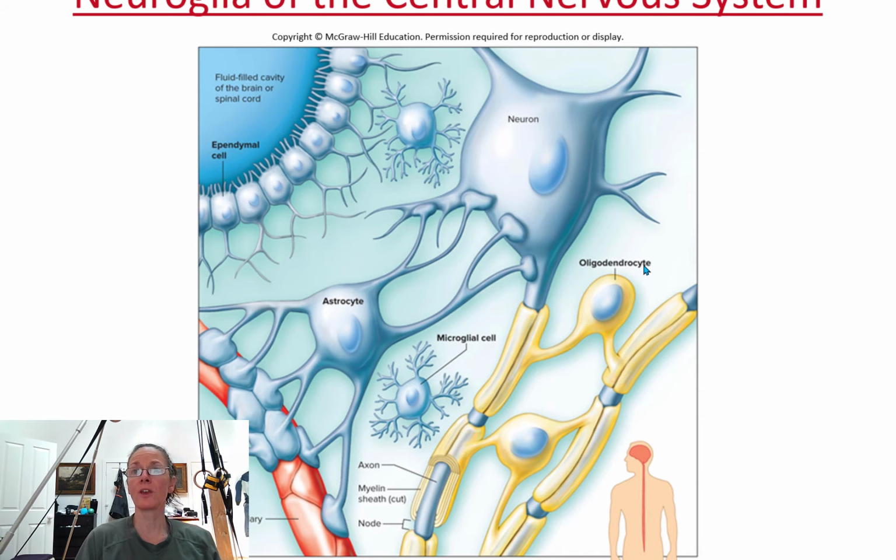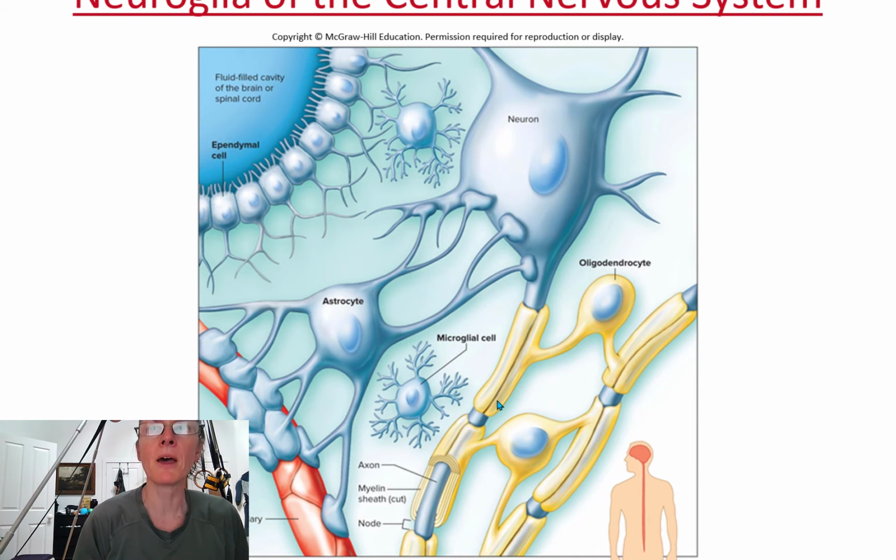So this cell is basically going to give off processes like tree branches that will then wrap their cell membrane around an axon. And since in the central nervous system, one of these cells will myelinate segments of multiple axons, we call them oligodendrocytes. In the central nervous system, we see the oligodendrocyte is responsible for myelination, whereas when we get to the peripheral nervous system, we'll see that there is another cell type that provides myelin for axons of the peripheral nervous system.